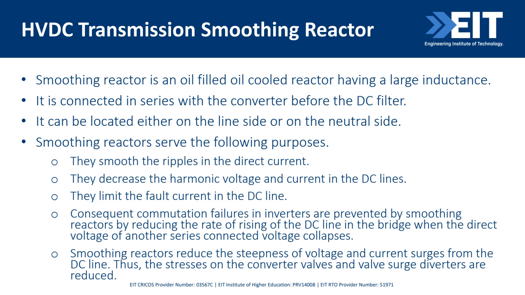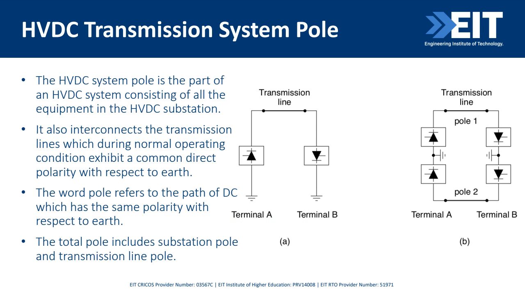Smoothing reactors reduce the steepness of voltage and current surges from the DC line, so the stresses on the converter valves and the surge diverters are reduced. So then there is no sudden increase or surge in the voltage or current if we use these types of smoothing reactors.